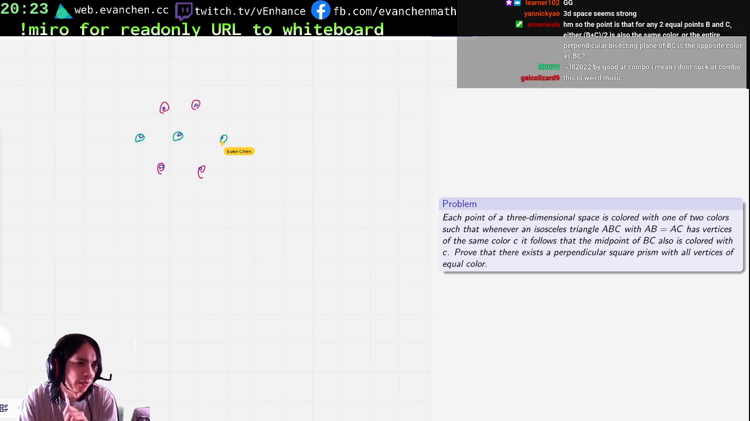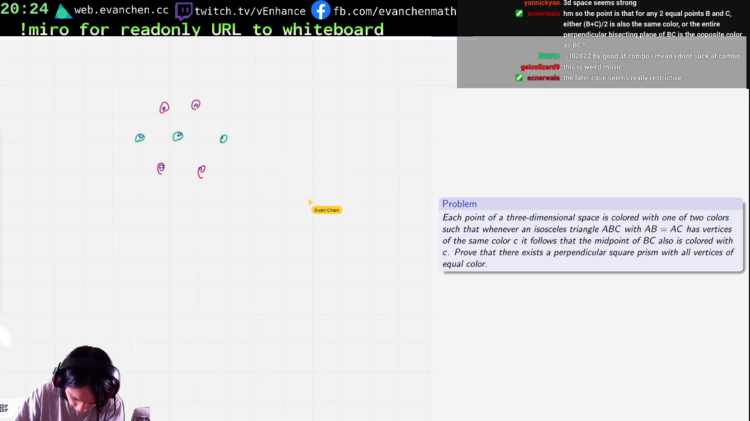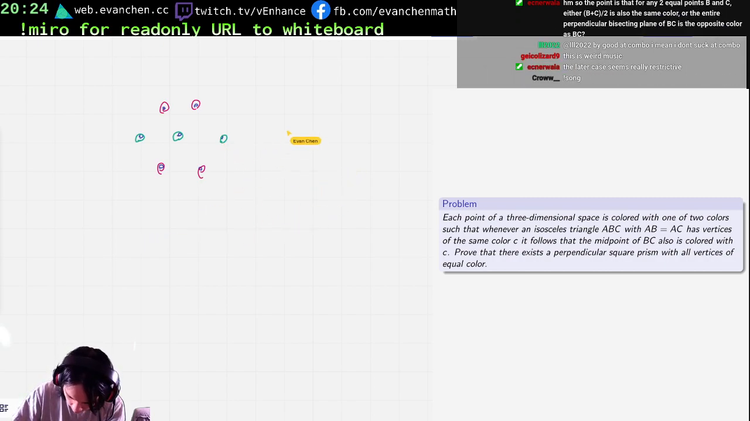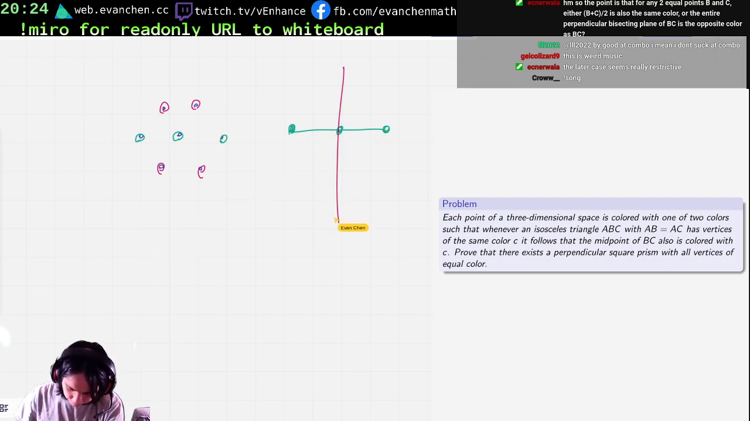Oh yeah, actually that's a good way to think about it. If you have 2 points of the same color, then either the midpoint is also the same color, or otherwise the entire perpendicular bisector is the opposite color. So it's a pretty strong constraint. Yeah, that's actually really strong. Okay, that's better, because that way you don't have to think about the point A.